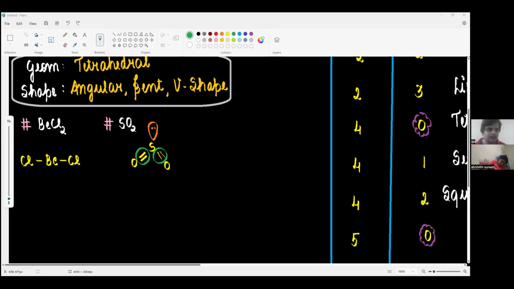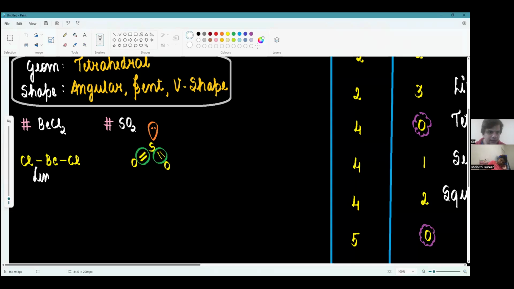So the shape of SO2. We'll write the shape of SO2 over here. I will keep writing here. This will be linear. Just ignore the lone pairs, if any, while calculating the shape. So this will be either you can write angular, bent, or V shape. Now the next part is after SO2.